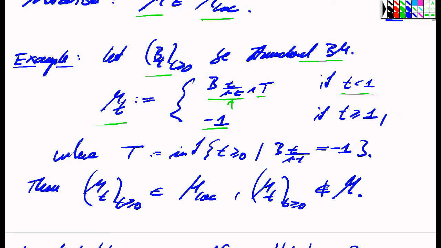So that's the definition of the process. I go through these trajectories infinitely fast, with an infinite acceleration towards the time point 1. And then I freeze the trajectory when I hit the level -1 for the first time. And by the reflection principle, for instance, I know that this happens in finite time almost surely. So this stopping time t will appear in finite time almost surely.